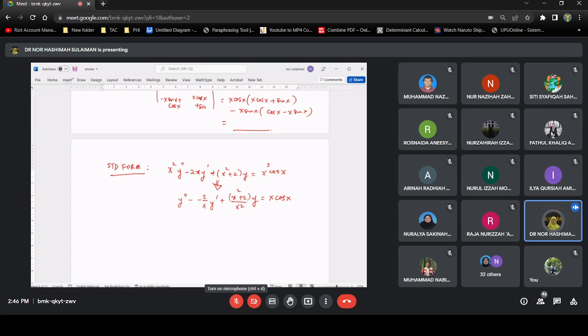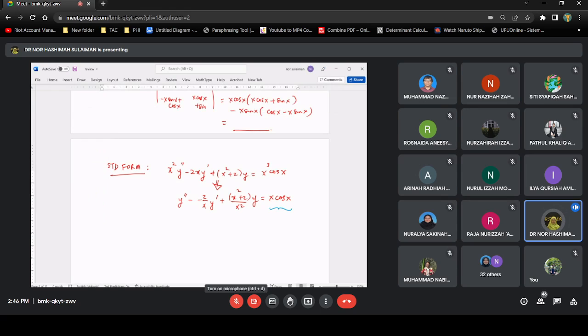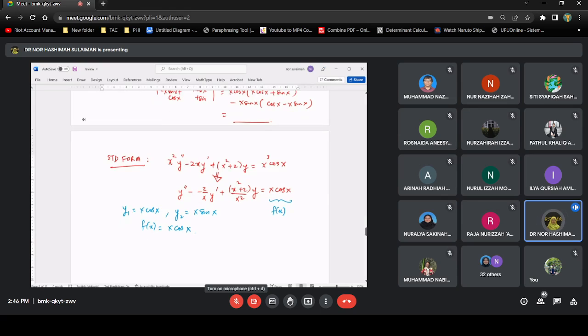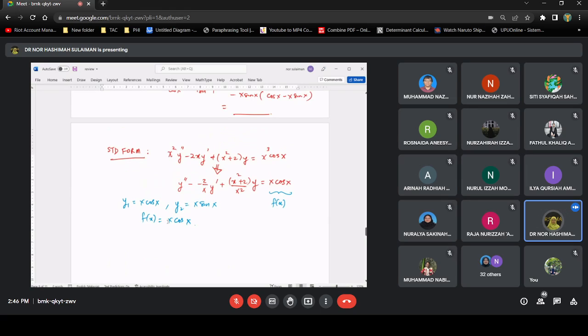Disebabkan apa kita perlukan ini? Kita perlukan standard form supaya kita boleh identify this one is our f(x), right? And based on the previous one, you know that y1 equals to x cos x, y2 equals to x sin x, and f of x equals to x cos x. Okay? Lepas tu macam biasalah, you kena cari apa? Saya rasa saya tak nak ulang lah. Saya cuma highlightkan perkara-perkara yang penting yang you all kena buat before you apply the variation of parameters.